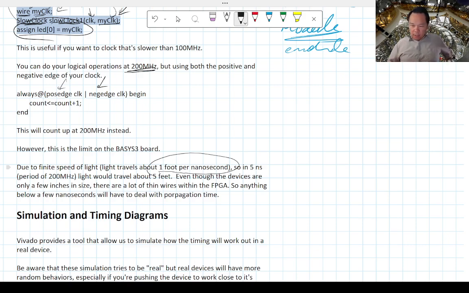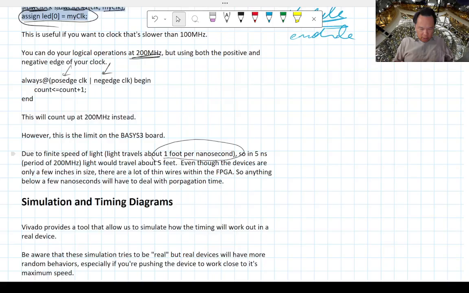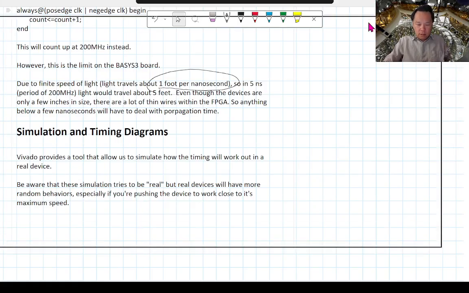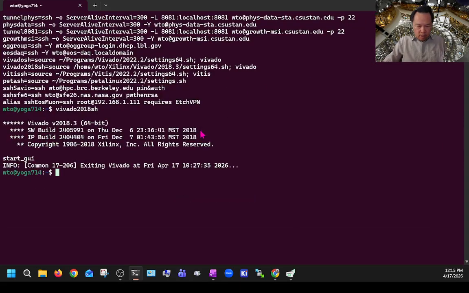So this clock thing gives us a cool opportunity to teach you something called simulation and timing diagram. So what I'm going to do is I'm going to pull that up on Vivado, and I'll share that screen.